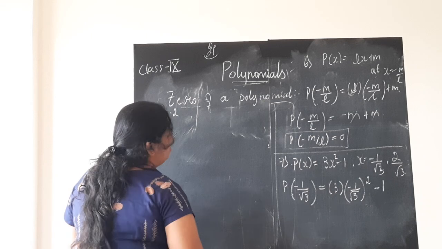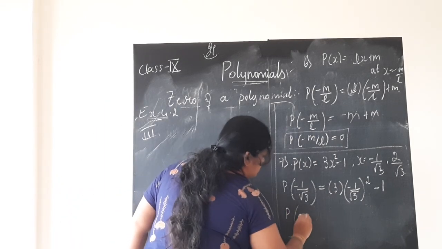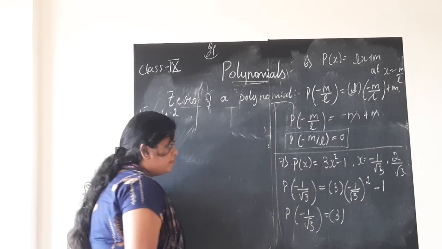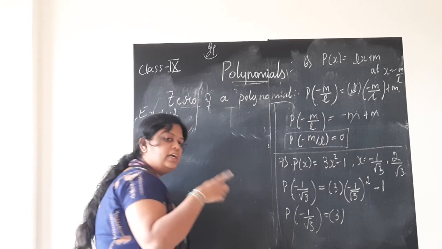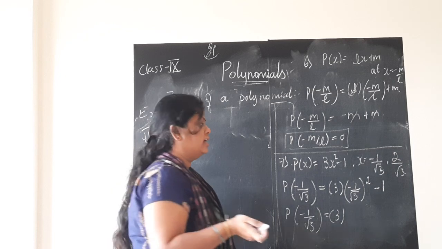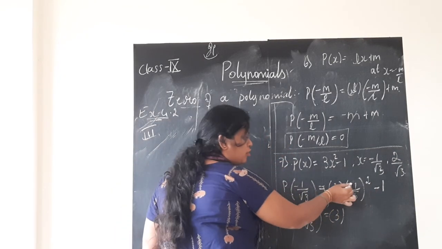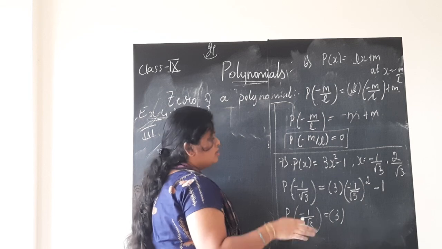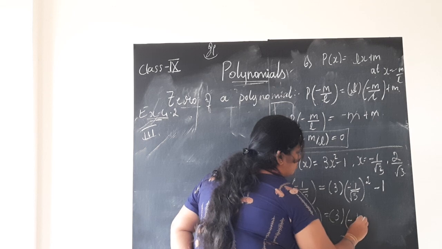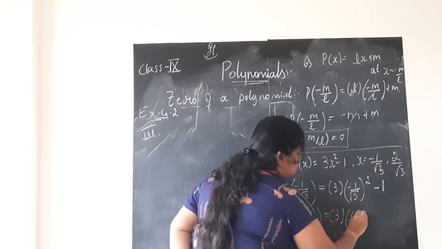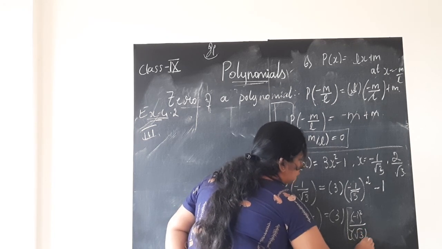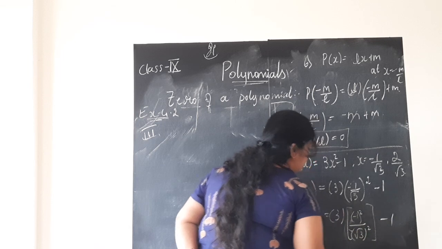Now children, the simplification, how to do it. Next step, P of minus 1 by root 3 is equal to 3 into minus 1 by root 3 whole square. So 1 by root 3 is a fraction. If the whole square is written, this square will be applied to both the numerator and the denominator. Correct? So we shall do that now: minus 1 whole square divided by square root 3 whole square, minus 1 as it is.